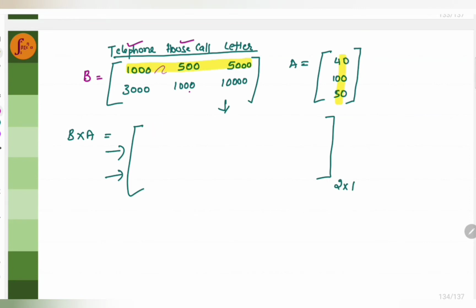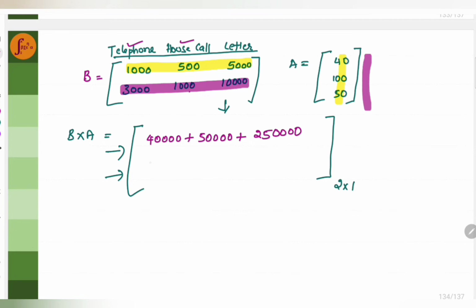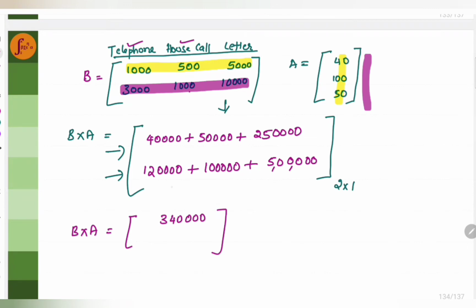So we'll get 1000 into 40, which is 40,000, plus 500 into 100, which is 50,000, plus 5,000 into 50, which is 2,50,000. We'll go to the second row, right, and this column. So 3,000 into 40 is 1,20,000. Then 1,000 into 100, 1,000 and 2 zeros. 10,000 into 50, so 50 and 4 zeros. Now let's total it up. So we'll get total as 3,40,000. And then for this one we'll have 7,20,000.